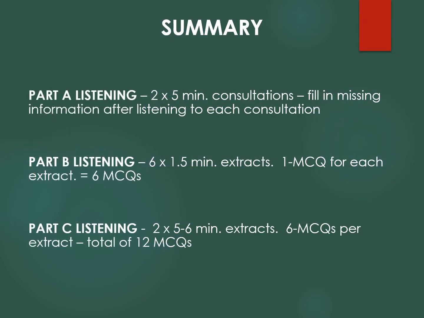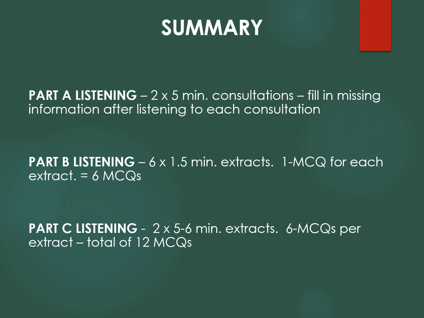Now here's a summary. So Part A listening, it's 2 5-minute consultations. Part B is 6 1-minute to 1.5 minute extracts. And Part C listening, there's 2 extracts, each one about 5.5 to 6 minutes long. So now in Part A listening, you'll get 2 consultations. Each is worth 12 marks. So that brings you up to 24, right? And then Part B is 6 at 1 mark each, so that's another 6.